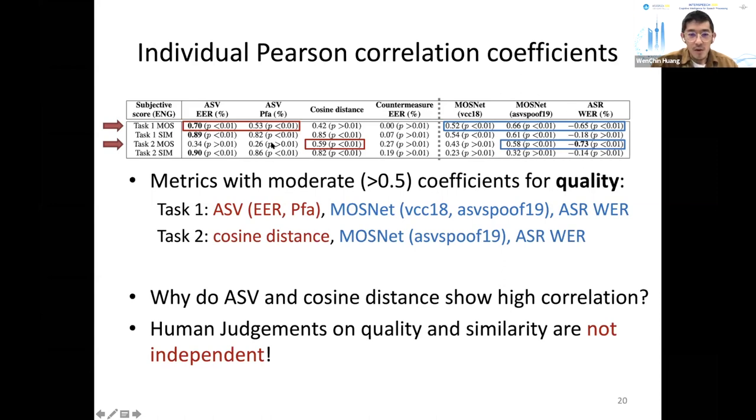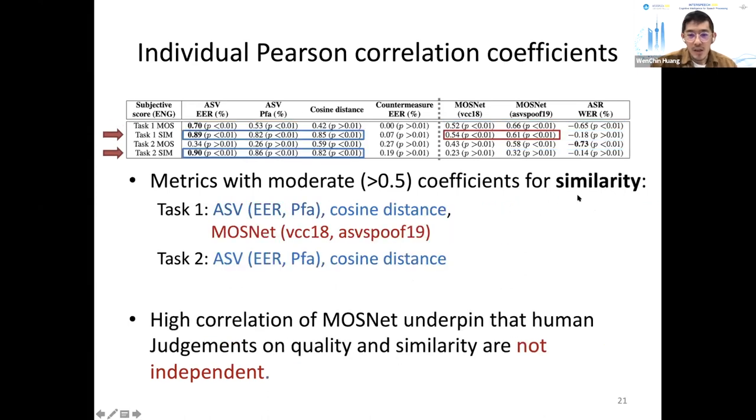But we can also see that, for example, ASV scores are pretty related to the subjective scores for task one. And for task two, the cosine distance is pretty related to the quality. So we might ask, why does this happen? The reason we suggest is that maybe the human judgments on quality and similarity are not independent. So when we are asked to judge the quality, you're somehow influenced by the similarity of that converted speech. And by looking at the similarity, we can also observe a pretty similar trend.